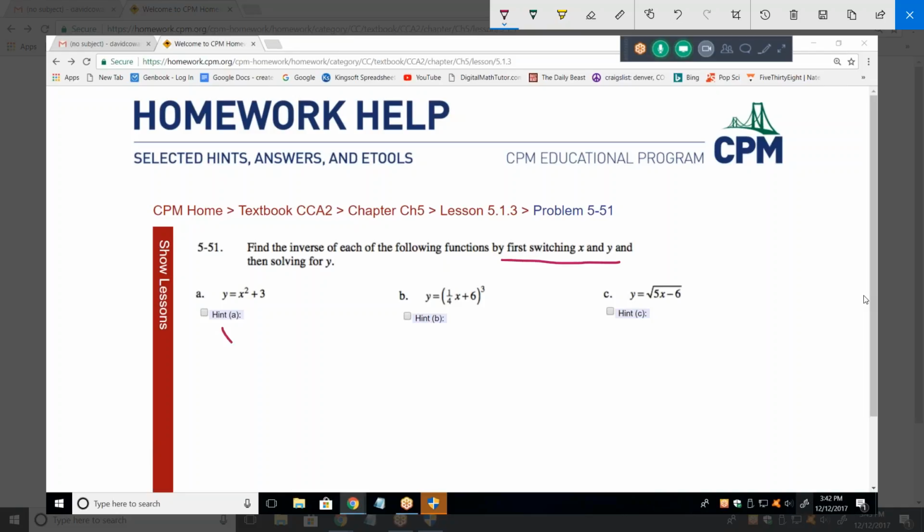So x squared equals y plus 3? Now, when I say switch them, I mean this. I don't mean switch their positions. I mean just switch the variables. In other words, wherever I saw y, I put x. Wherever I saw x, I put y. That's what switching x and y means. Okay? Now, solve for y. So subtract 3. Now solve for y.